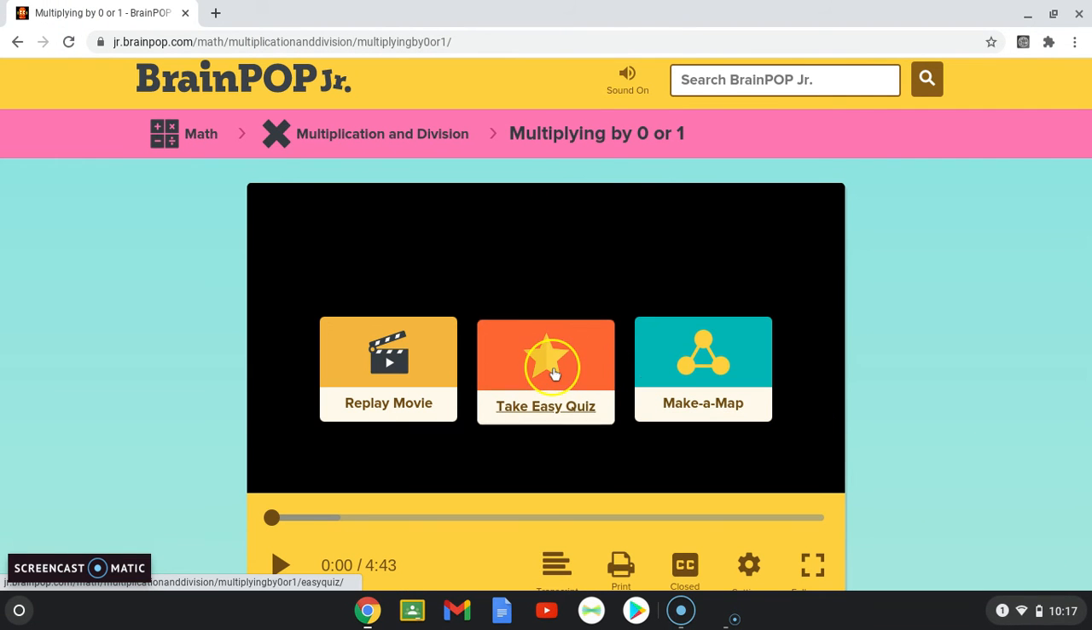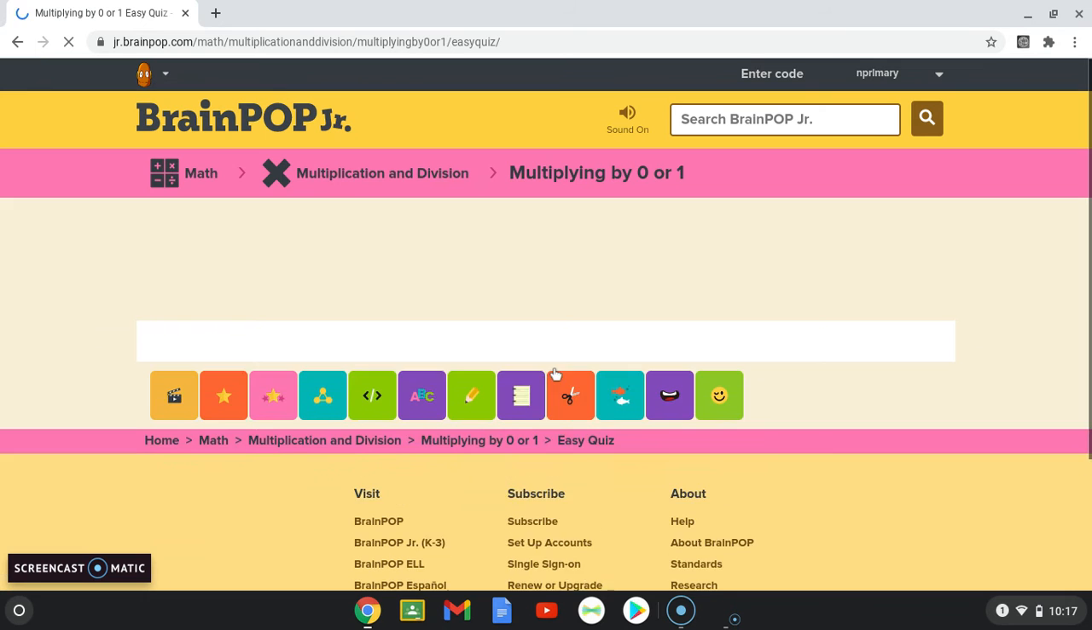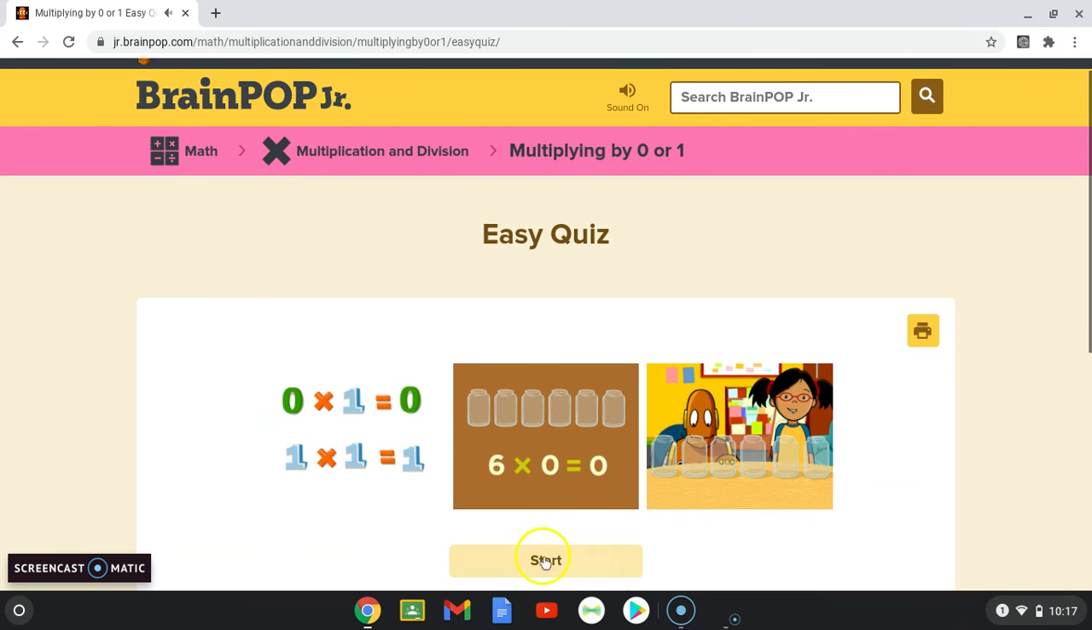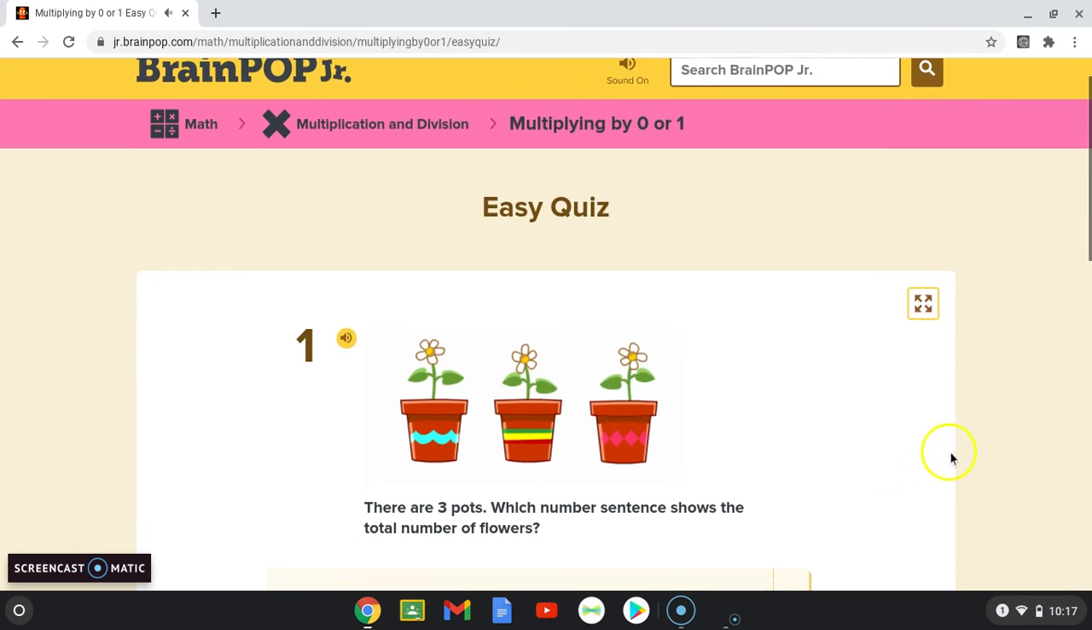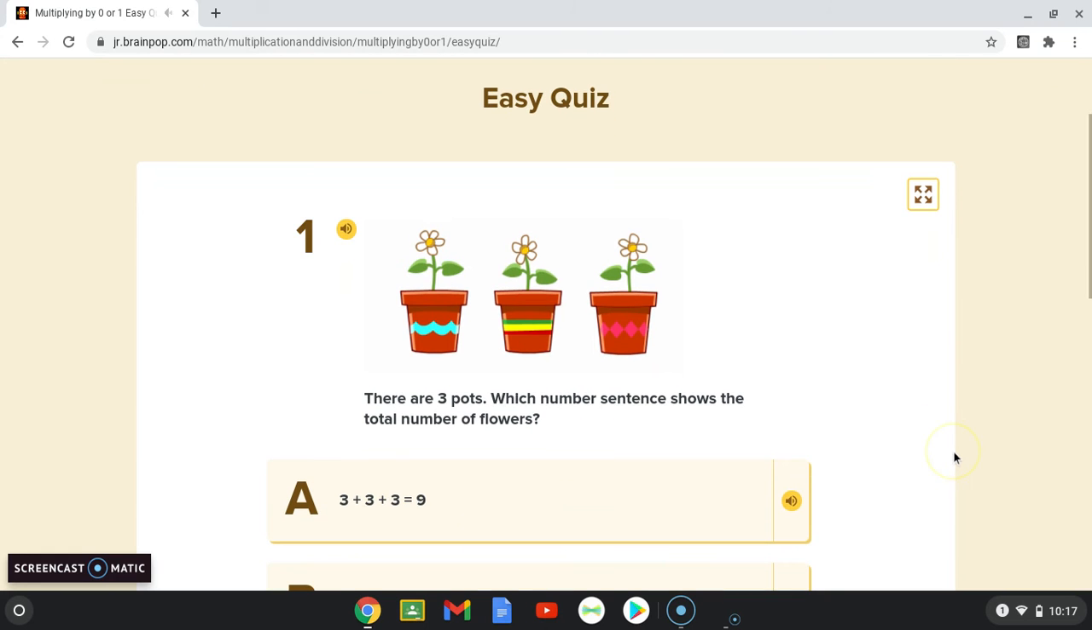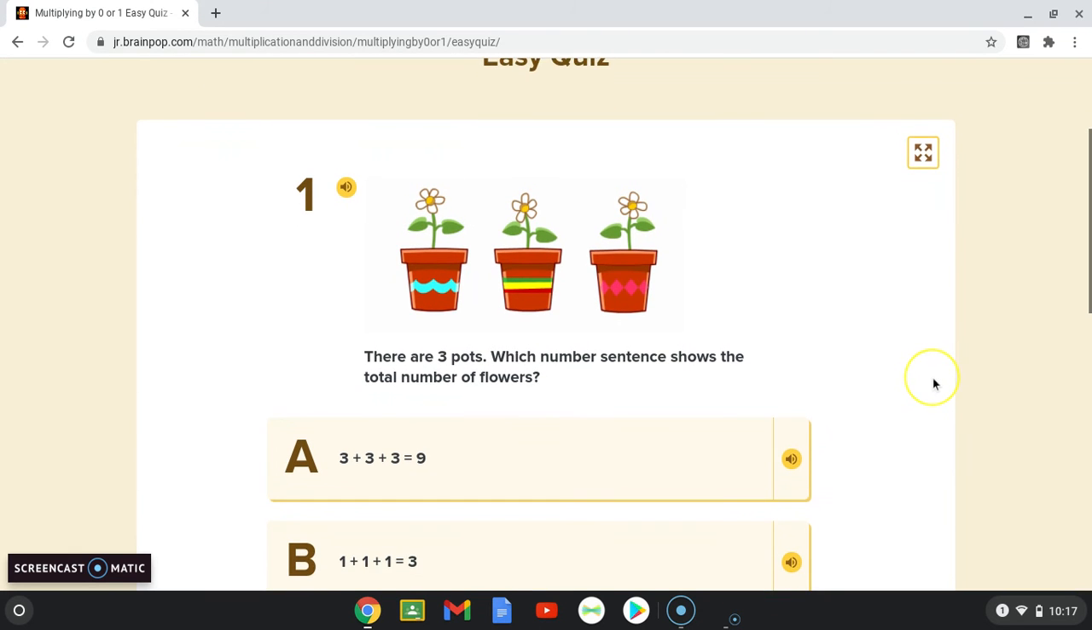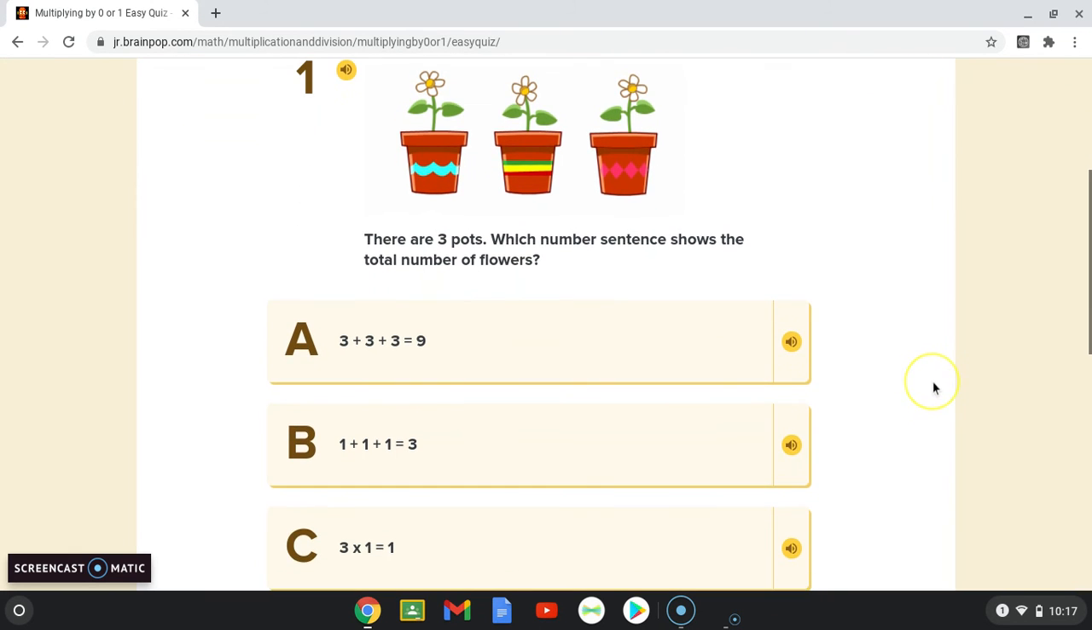All right, let's try the quiz. Start. There are 3 pots. Which number sentence shows the total number of flowers? So we're counting flowers. So I have 1 plus 1 plus 1. How many flowers are there? There are 3 total flowers. So the number sentence I need is B.